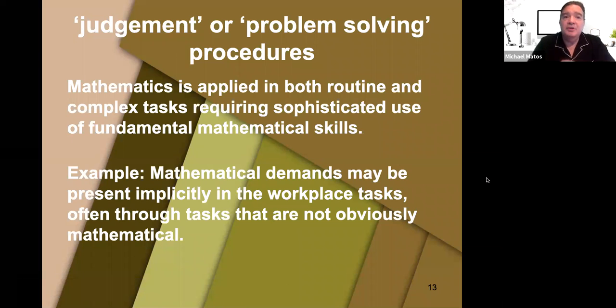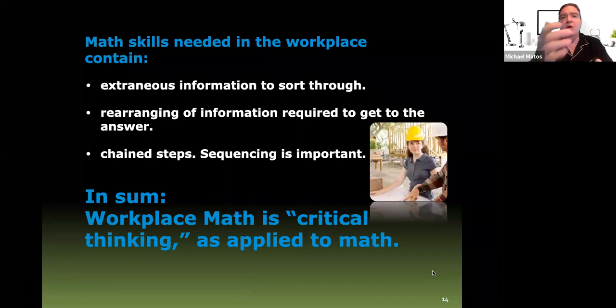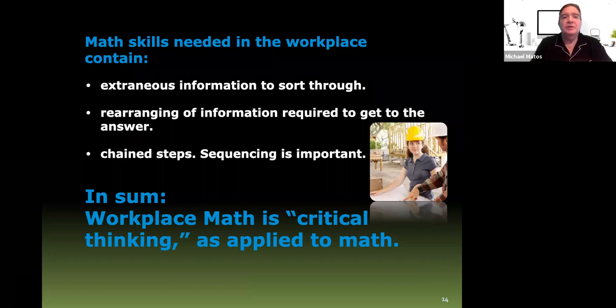Judgment or problem solving procedures. So mathematics is applied in both routine and complex tasks requiring sophisticated use of fundamental mathematical skills. For example, mathematical demands may be present implicitly in the workplace task, often through tasks that are not obviously mathematical. And that's important. And that's why this whole study of word problems and deciphering what's important in a word problem matters. For example, in a math situation, you would get extraneous information to sort through. What do I need? What is too much?